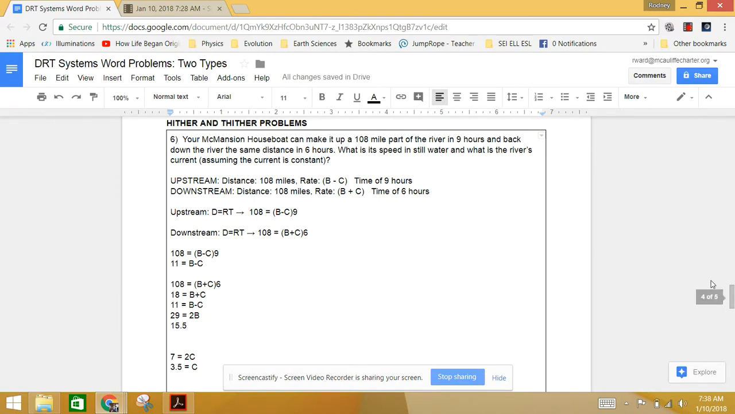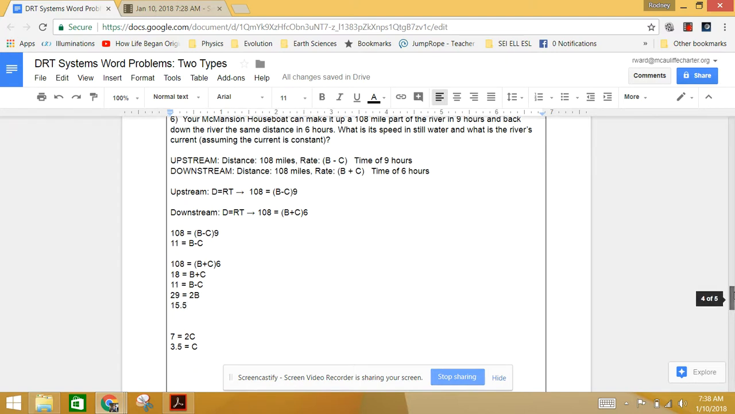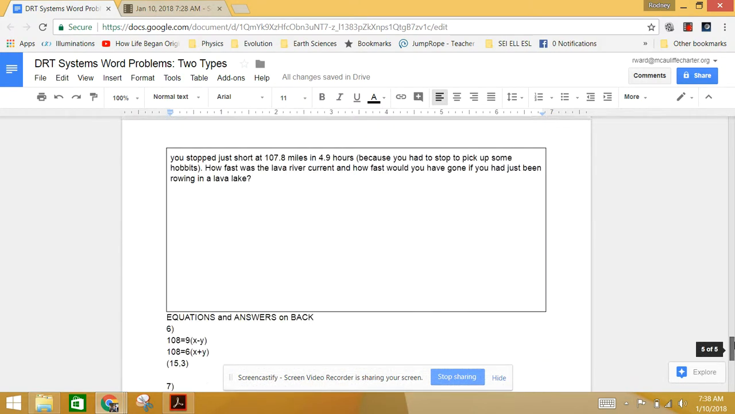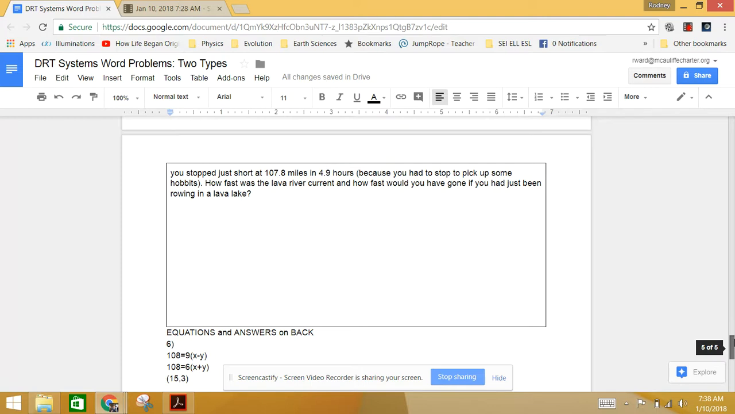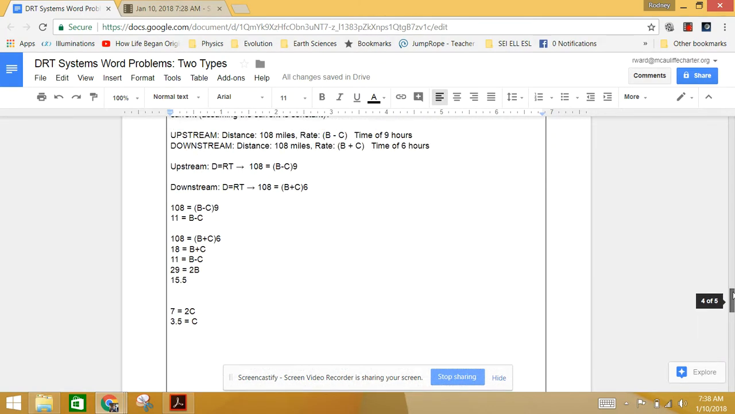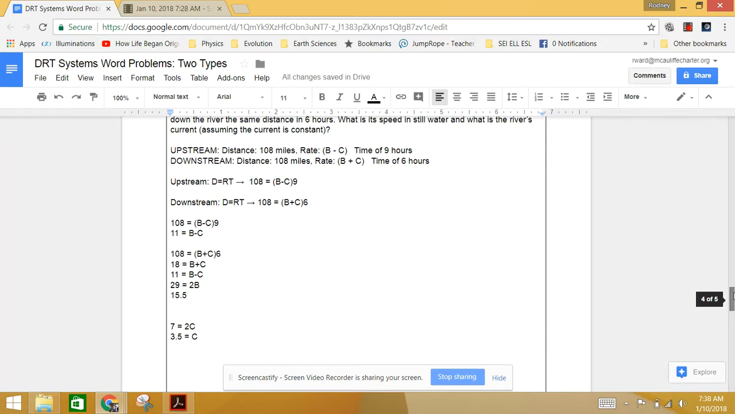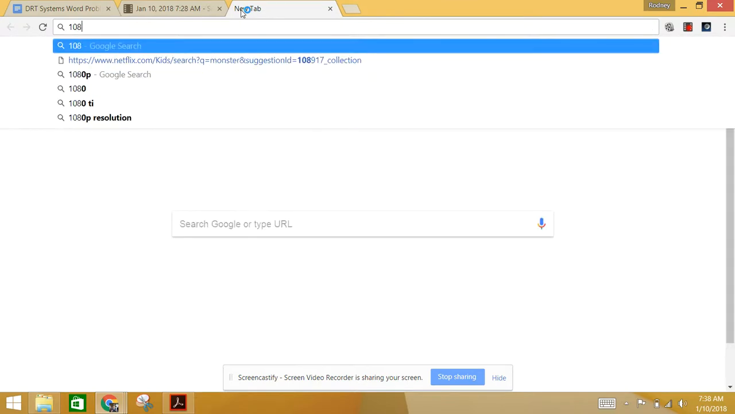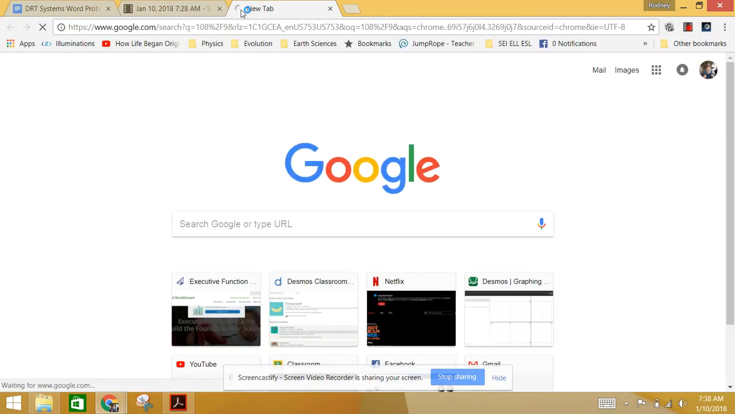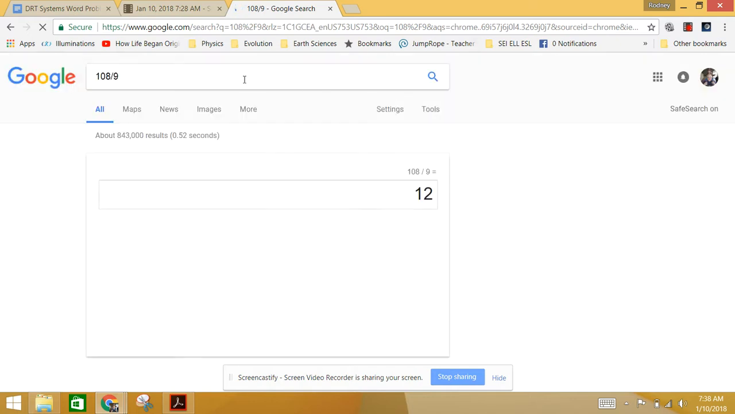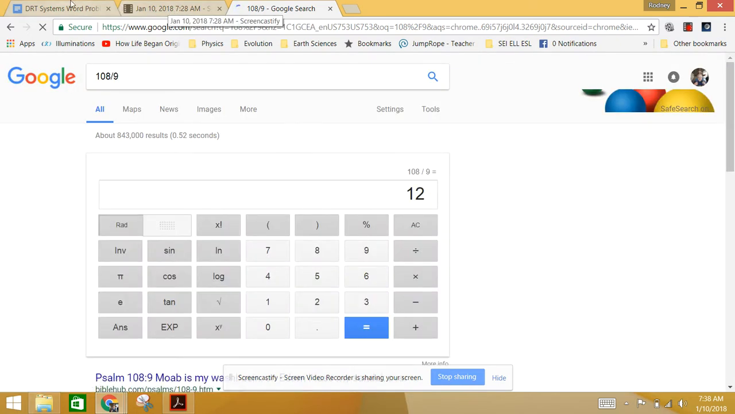Now, I think I might have made a mistake on this. I'm going to double check my calculations. I do have an answer key for this, and I'm going to go down and quickly look at my answer key. Now, my answer key says 15 and 3, so I'm going to go back and look through and see if I made some sort of mistake in this. It's possible I made my mistake in my setup. So I'm going to confirm that 108 divided by 9 is 11. No, it's 12. That's my mistake.